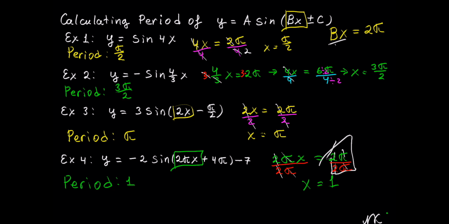So in short, in order to calculate the period of any sine function, you can just take 2 pi and divide it by b, because we have bx. And in order to solve for x, we divide both sides by b. So the period will be 2 pi divided by b. That's all.